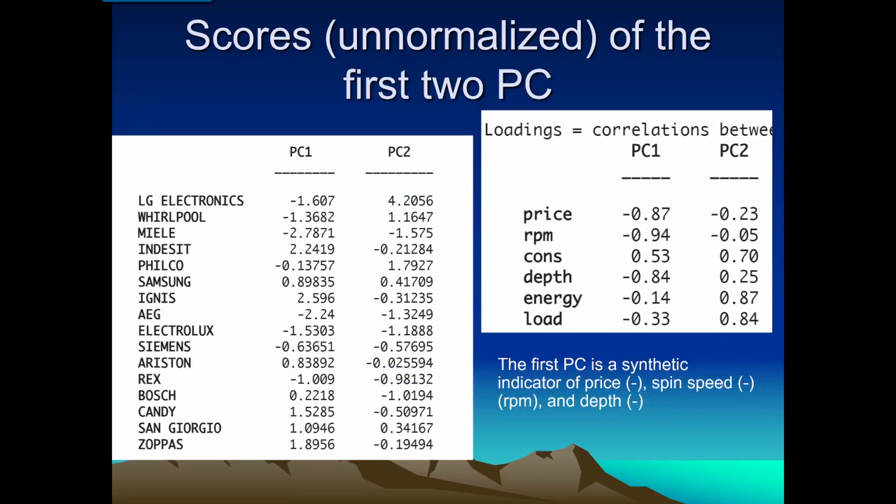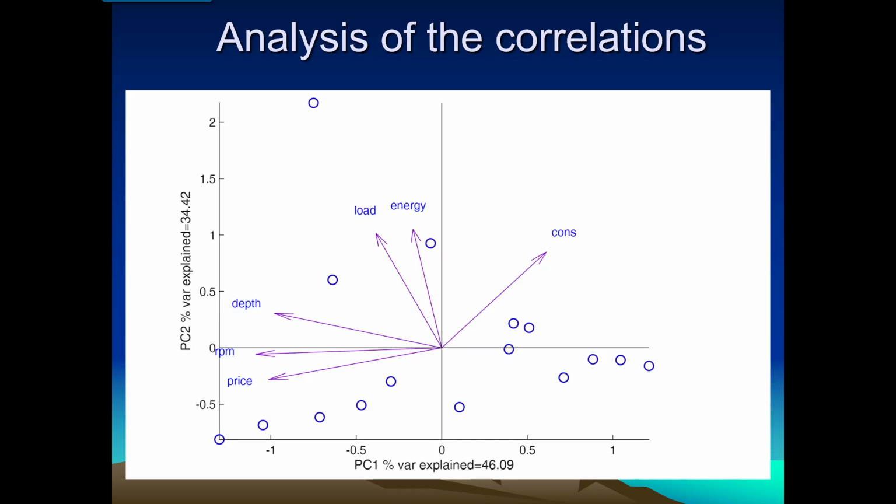Analysis of the correlation. Therefore, the first principal component is negatively correlated with price, RPM, and depth. Angle between price and RPM very small, very high correlation between RPM and price. So these three variables which define the first principal component show a negative correlation with the first principal component. Therefore, I have a variance which is explained very well by the first principal component rather than by the second. The second is mainly correlated with load, energy, consumption in a positive way. You see the three arrows that go in the direction of the second principal component.